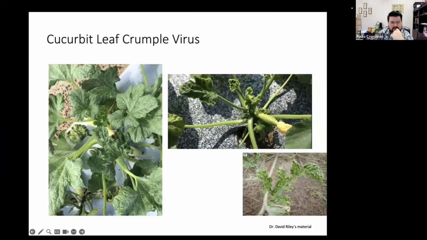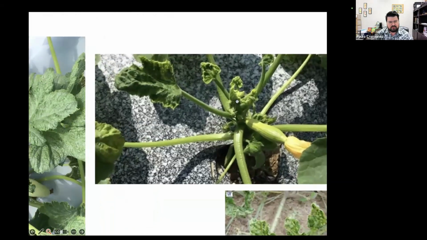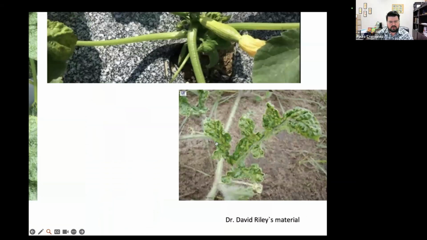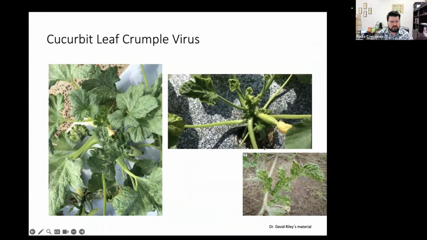So I talked about the symptom of cucurbit leaf crumple virus. Just the characteristic symptom of the cucurbit leaf crumple virus, an indicator of aphid infestation as well. So leaves are basically distorted and atrophied here. You can see this leaf here will absolutely not be providing enough photosynthesis for production.